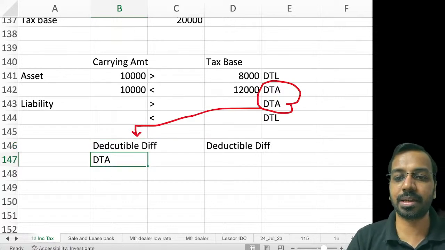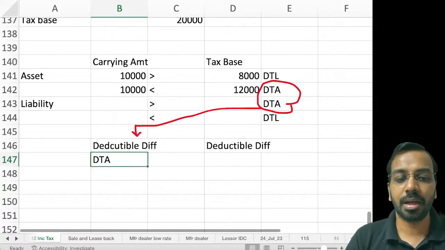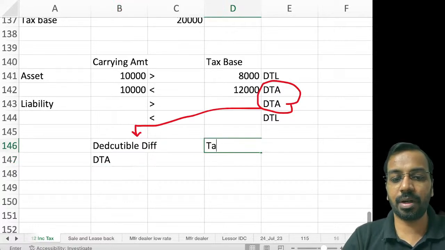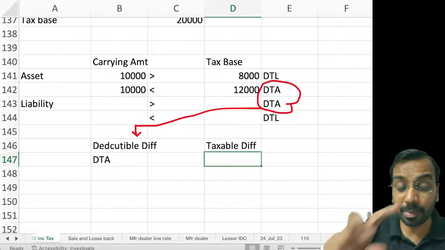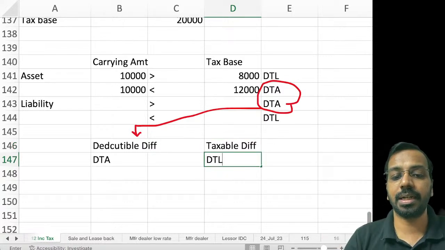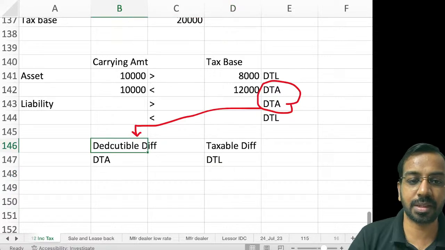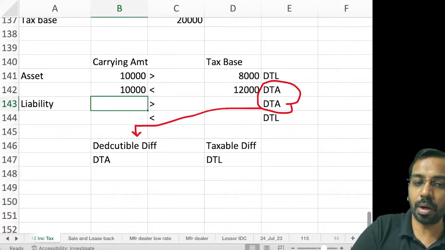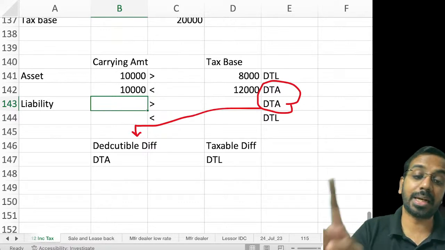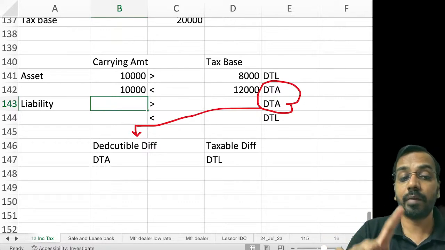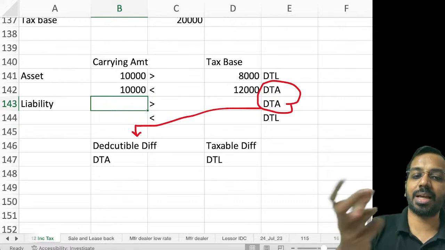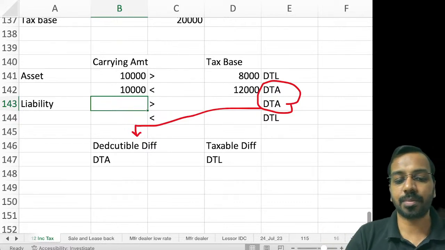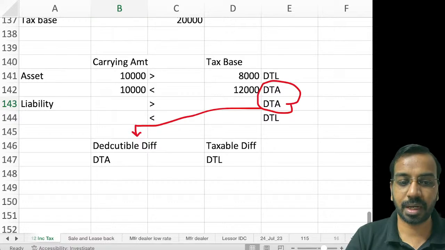Deductible difference will result in a DTA, and taxable difference means it will be taxed in the future, will result in DTL. Now, what are the cases of deductible difference? This case and this case, where you have the asset being lower and liability being more. That is a deductible difference. And when asset is higher and liability is lower, it becomes a taxable difference. Right?